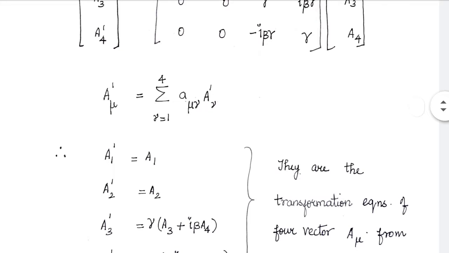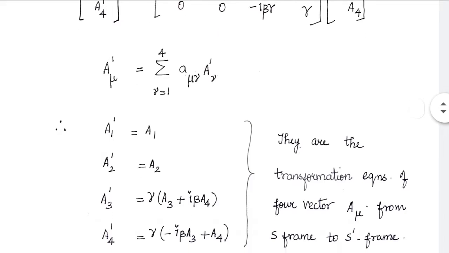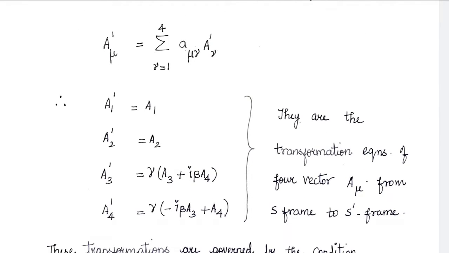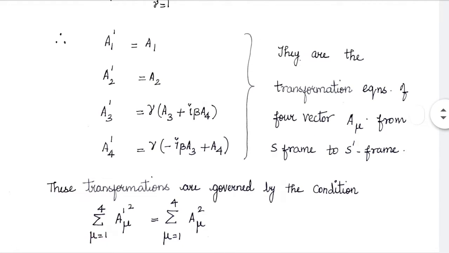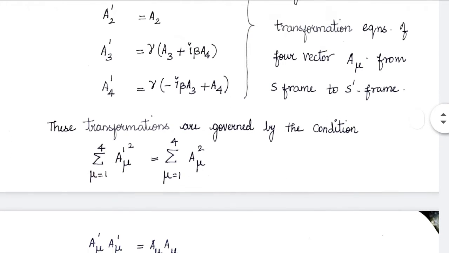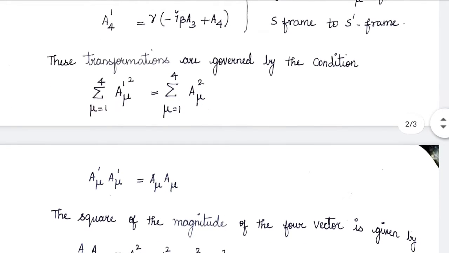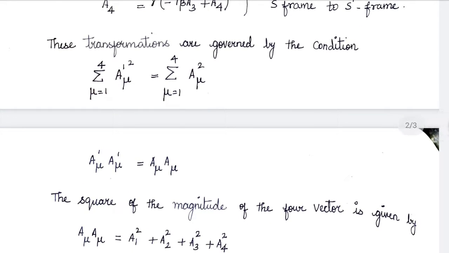The transformation equations can be written as a1 prime equal to a1, a2 prime equal to a2, a3 prime is equal to gamma into a3 plus i beta a4, a4 prime is equal to gamma into minus i beta a3 plus a4. These set of 4 equations are called the transformation equations for the 4 vector. And these are governed by the condition: the sum over mu equal to 1 to 4 of a mu prime squared is equal to the sum over mu equal to 1 to 4 of a mu squared, or simply a mu prime into a mu prime is equal to a mu into a mu.